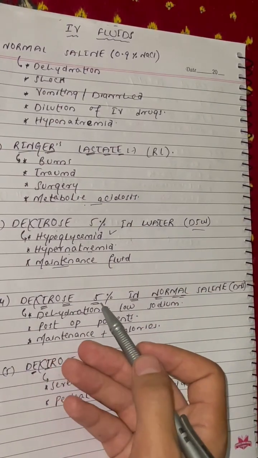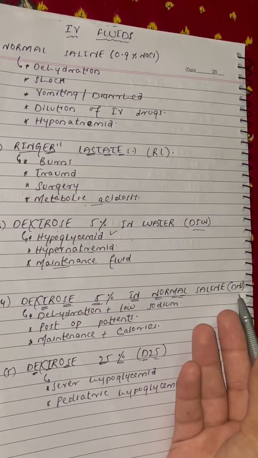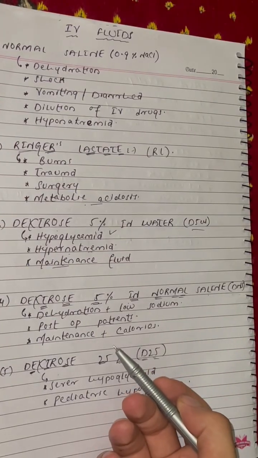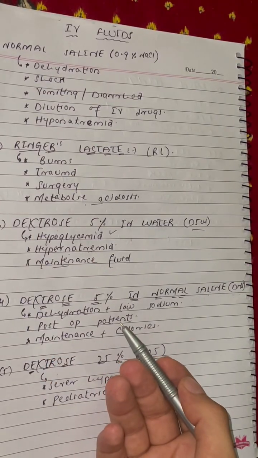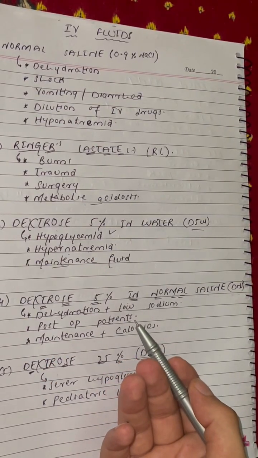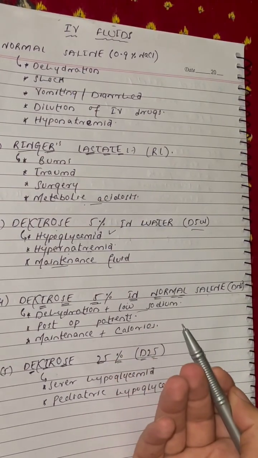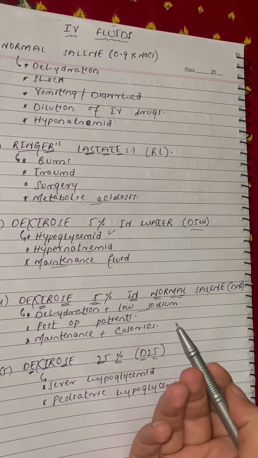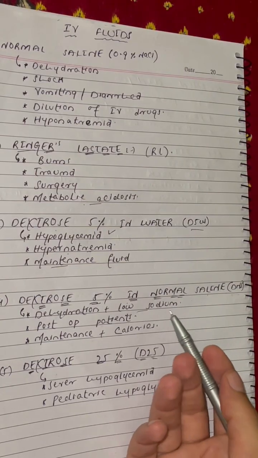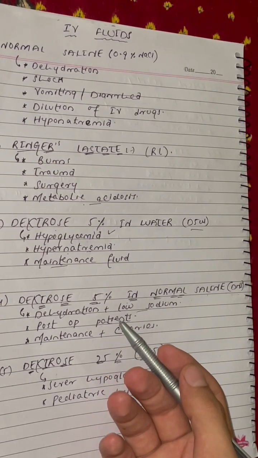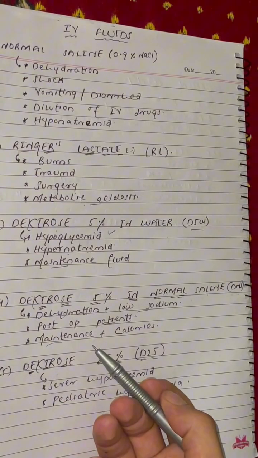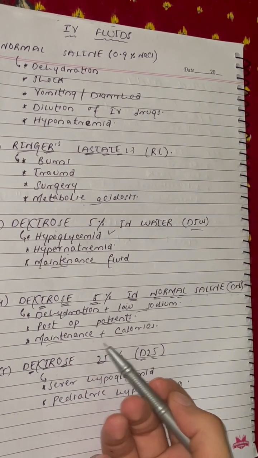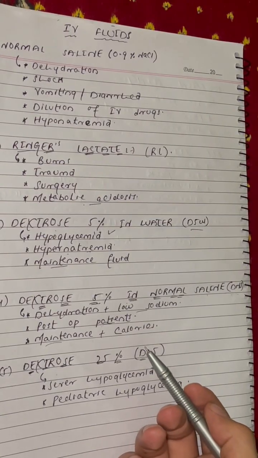Now let's talk about dextrose 5% in normal saline, that is DNS, which is commonly used. This fluid basically combines the benefits of glucose and normal saline. It is useful in patients with dehydration associated with low sodium level, as it provides both water and sodium replacement. DNS is frequently given to post-operative patients also, who need hydration as well as a small amount of glucose. It is also suitable as a maintenance fluid because it supplies both electrolytes and calories.